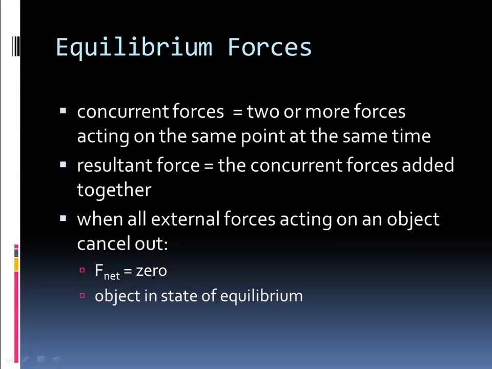First, we're going to talk about equilibrium forces. Those come in different forms, particularly the concurrent forces, which are two or more forces acting on the same point at the same time. You have a resultant force in which you have the concurrent forces acting together. Now, when all the external forces acting on an object happen to cancel each other out, in other words, equal and opposite magnitude, you end up with a net force equal to zero, and then you say that that object is in a state of what's called equilibrium because all the forces cancel each other out.